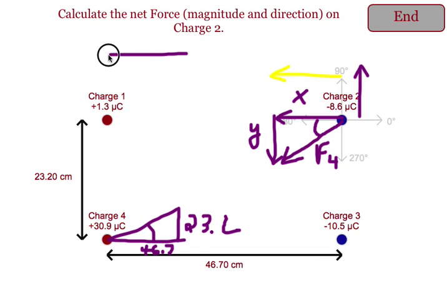We then take our total x force, our total y force, and we combine them into a triangle to find the net force on an angle. So you get the value of the hypotenuse and the angle from trigonometry, and that will be your net force on charge 2.